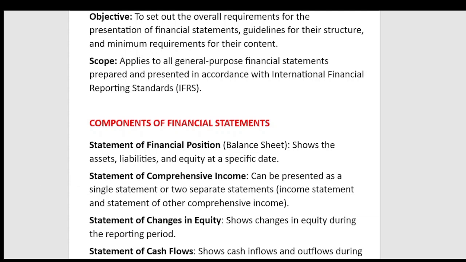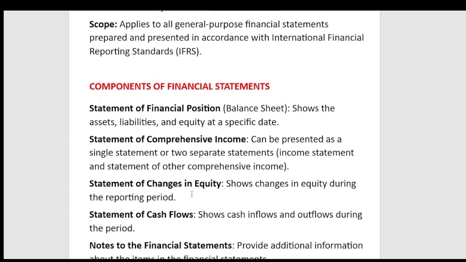Now the next one is the statement of comprehensive income. It can be presented as a single statement or two separate statements: income statement and statement of other comprehensive income. It's also a component of financial statements, and they're telling us here that it can be presented as a single statement. Mind you, the financial position should be on a page, and the statement of comprehensive income on another page as a single statement. Are you getting it? Let's go to the next one.